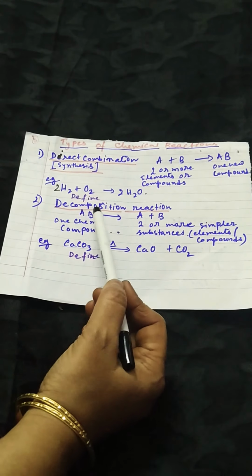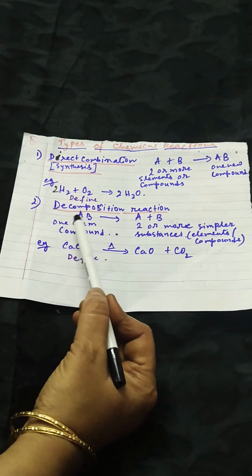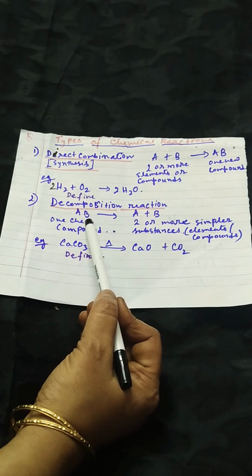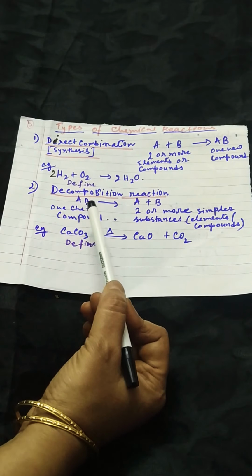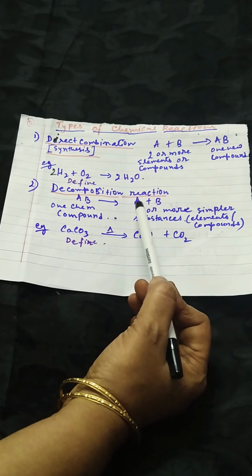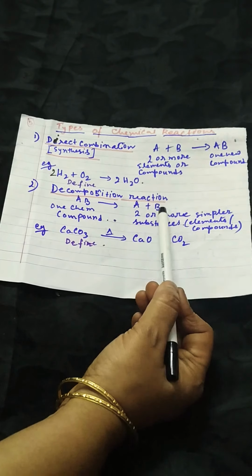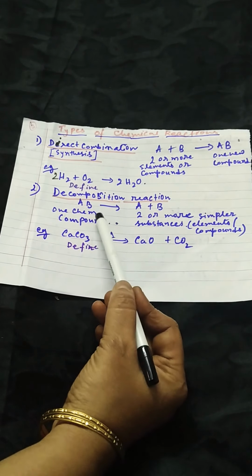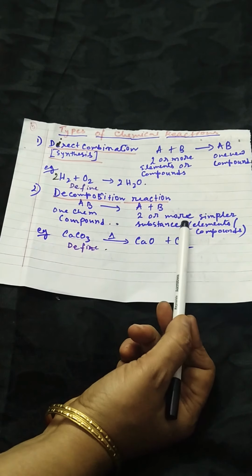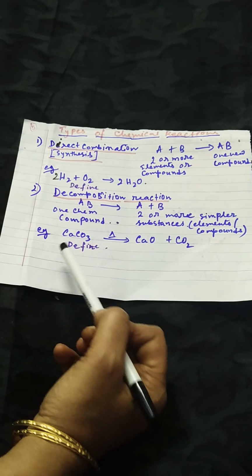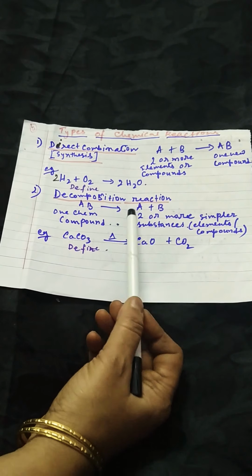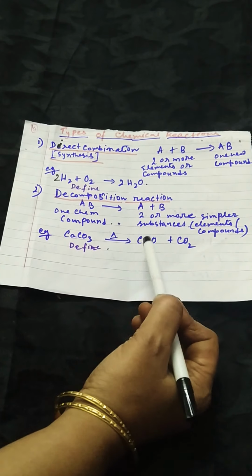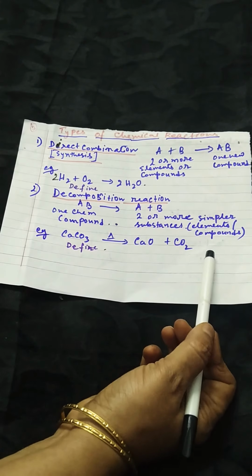Then second type is decomposition reaction. Say AB is a compound, when by any external energy AB is broken down, we get two substances A plus B. This type of reaction is known as decomposition reaction. When one compound is broken down into two or more simpler substances, that type of reaction is known as decomposition reaction. For example, calcium carbonate when heated gives calcium oxide and carbon dioxide.